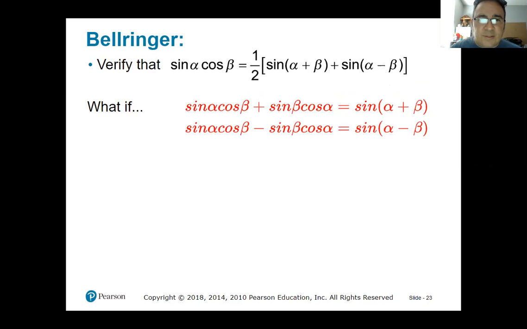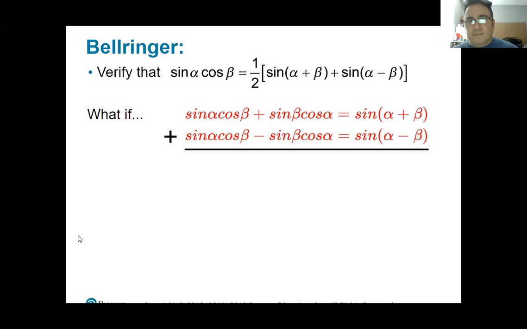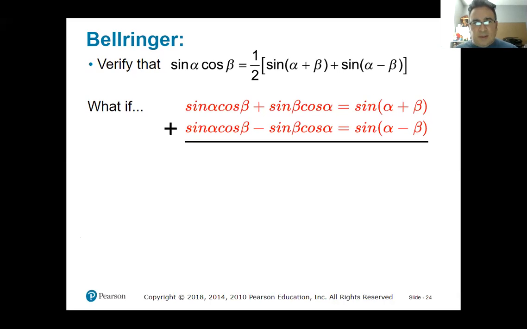And what if we were to add these two together? What would happen? Can anybody see what's going to happen? What happens to the sine beta cosine alpha? Anybody? See these here, the sine beta cosine alpha? What happens to those? Cancel out. There you go. They're going to cancel out. Those two are going to cancel out. And what am I going to be left with on the left side of the equation? Now I have sine alpha cosine beta, but how many of those do I have?